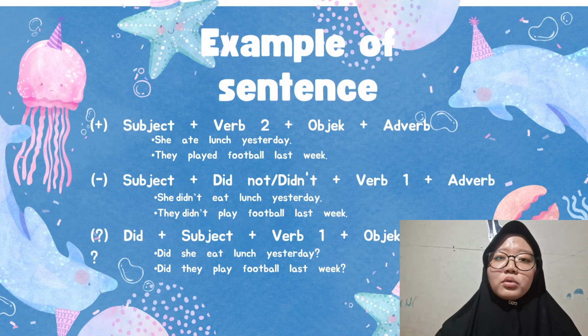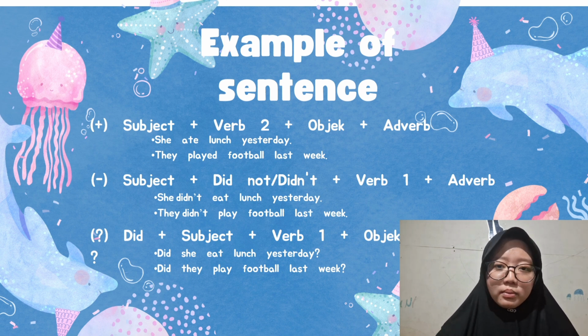Next, there are two examples of negative sentence. The first is, she didn't eat lunch yesterday. She is the subject of the sentence, didn't is the auxiliary verb, and eat is the base form of the verb. Lunch is the object, and yesterday functions as the adverb of time.